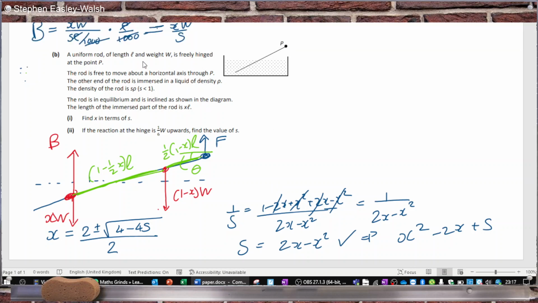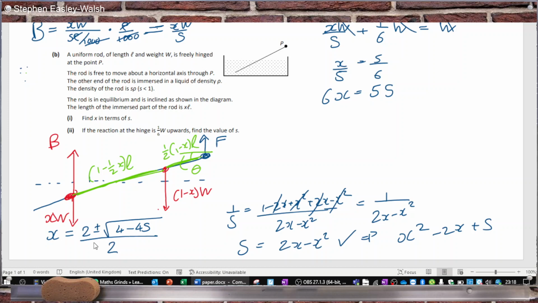Okay. Now, I'll make a bit of space here. Reaction at the hinge, find S. So the buoyancy force, XW over S, plus the reaction at the hinge, 1 over 6W. That should equal the weight, W, right? That's the buoyancy, and that's upwards as well, and that should equal the weight. So all the W's cancel, and you get x over S equals 5 over 6. So cross multiplying, you get 6x equals 5S.